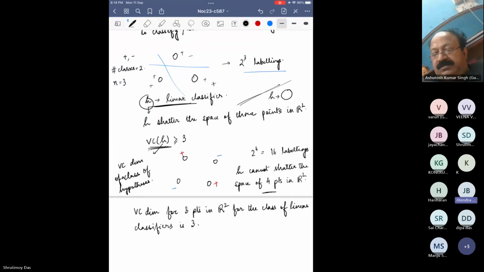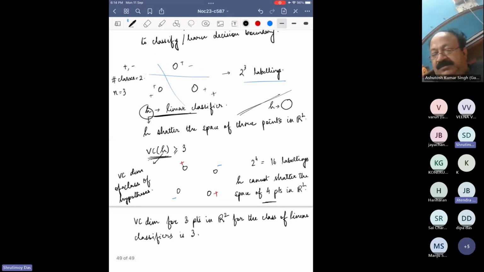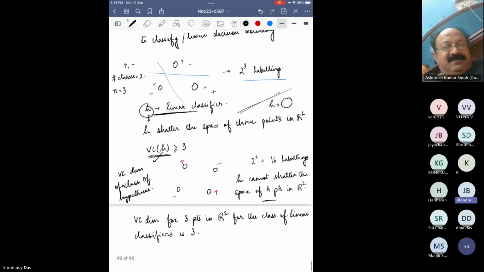For the 3 points, we have 2 to the power 3, 8 configurations. And linearly, there is a possibility we cannot classify linearly. So what does the VC dimension being 3 signify here? That physical significance I'm not getting.